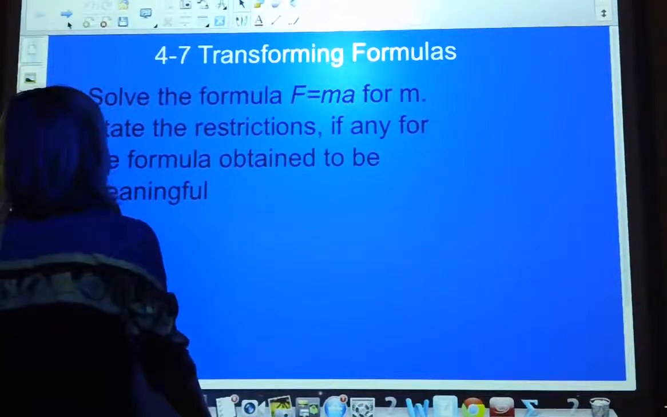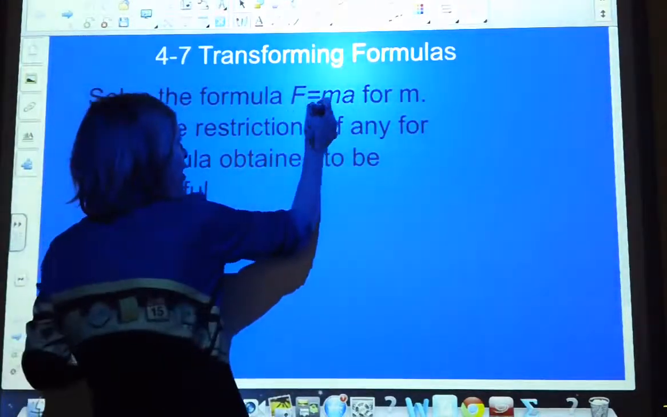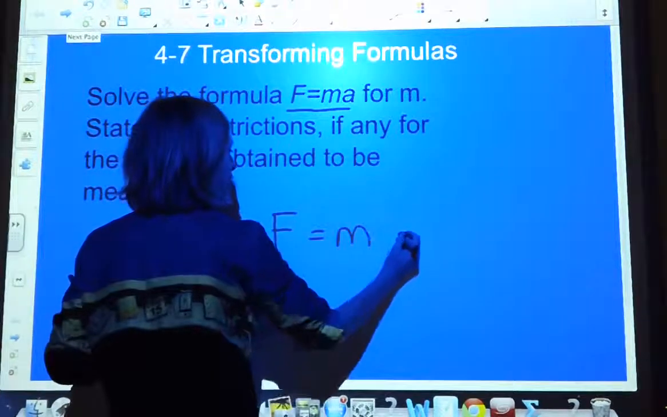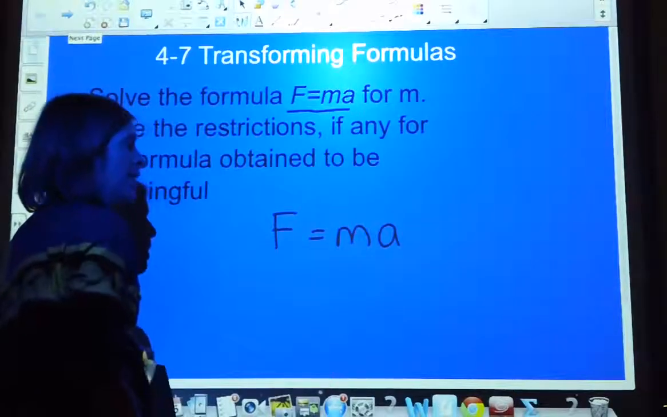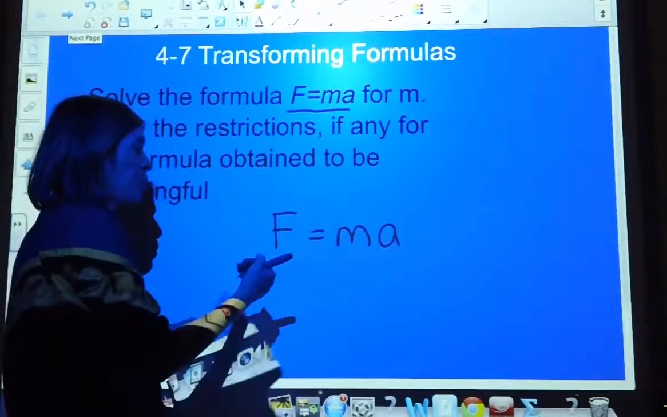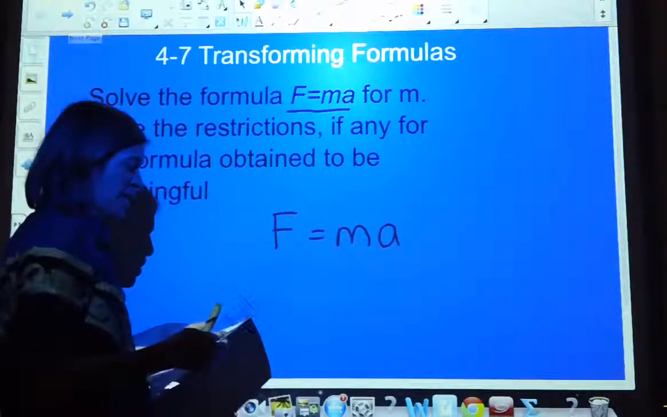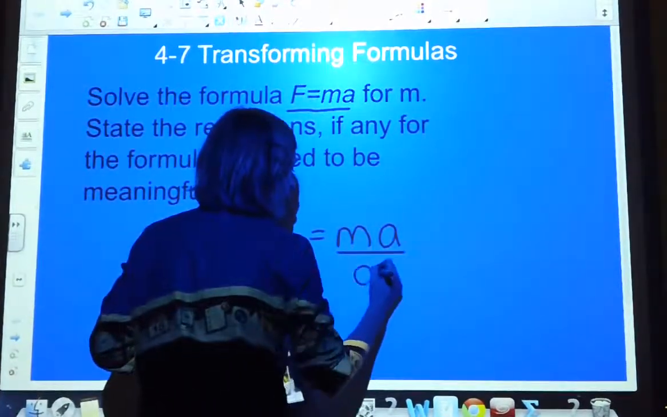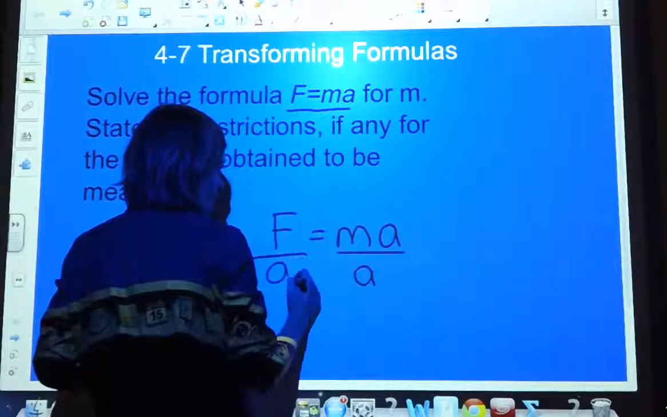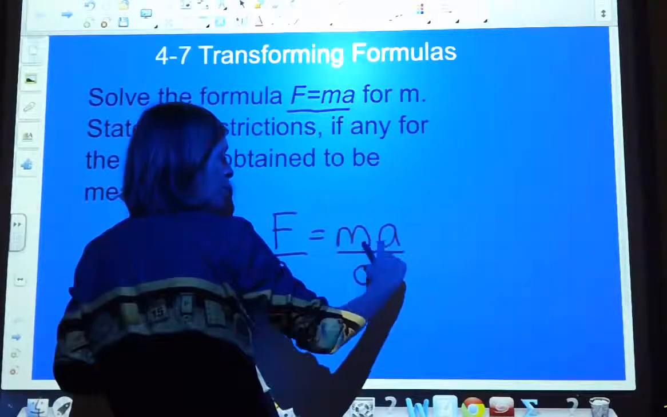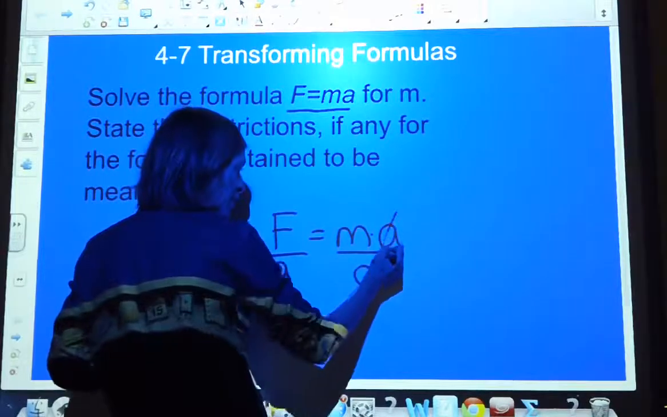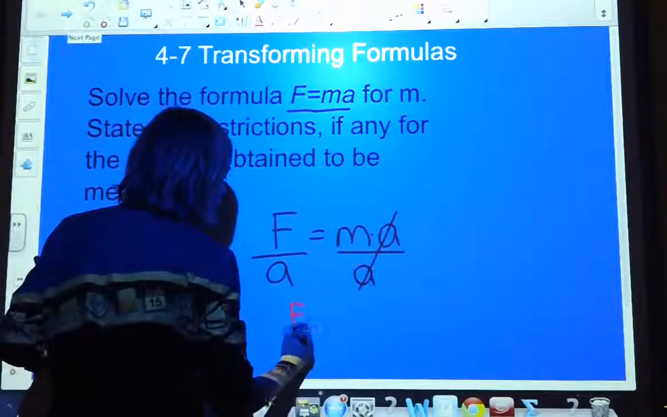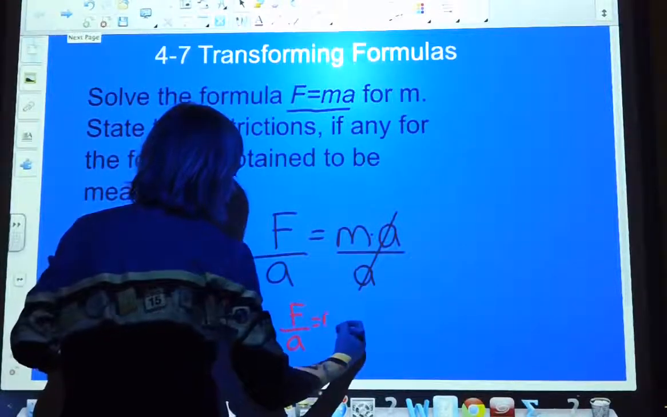It says, solve the formula F equals MA. So I'm going to write it down here, actually. F equals MA for M. That means we want to isolate M. We want to get M alone on the other side. So to do that, the first thing I'm going to do is divide both sides by A. Now remember, M is being multiplied to A, so we would do the opposite operation. The A's would cancel, and so F over A equals M.